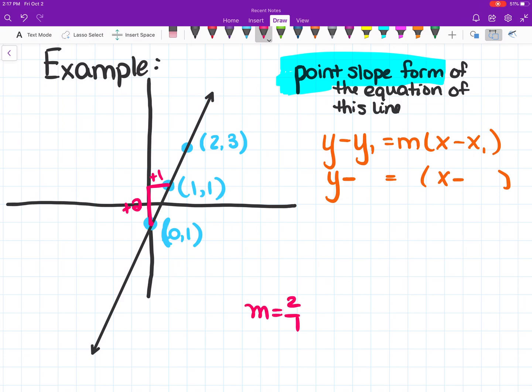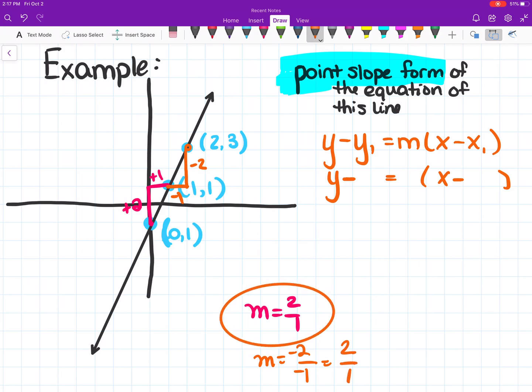What if I started somewhere else? What if I started up here and I said, well, I'm going to start here? Well, then I would go down 1, 2. That's a negative 2. And to the left 1. Oh, what's negative 2 over negative 1 equal? Look at that. Math is beautiful. We know our slope is 2 over 1 or just 2. When we put it in a formula, we don't need the 1 underneath of it.